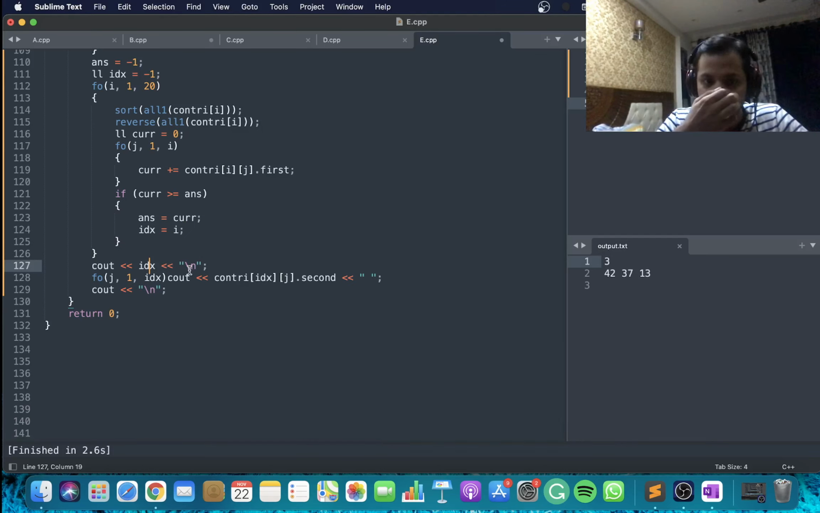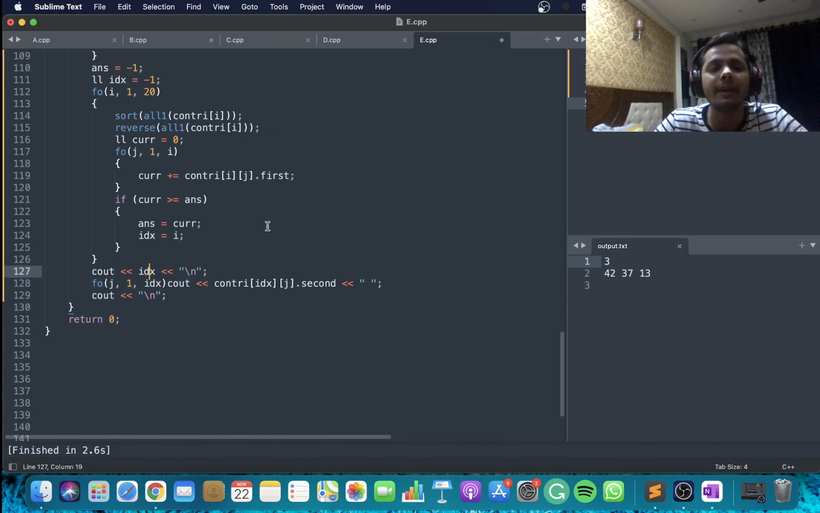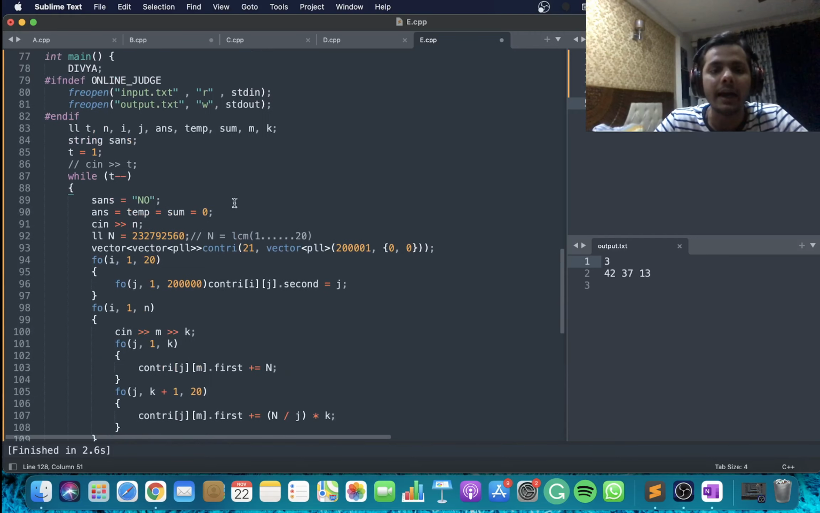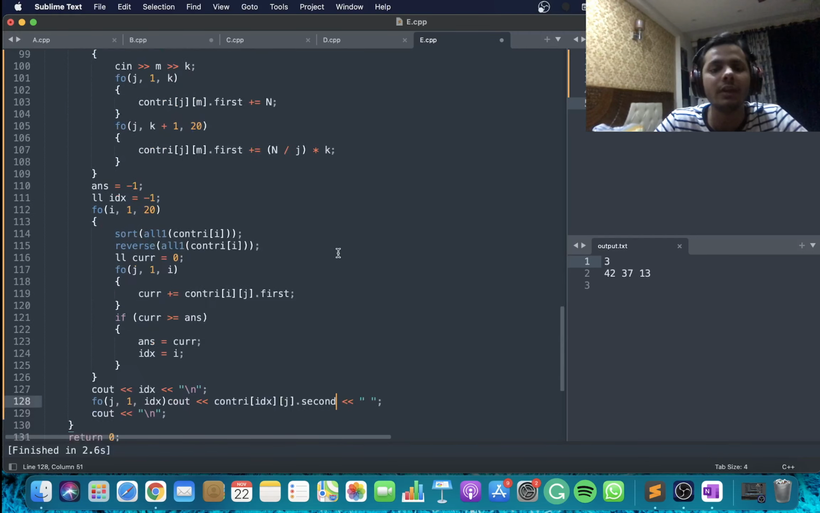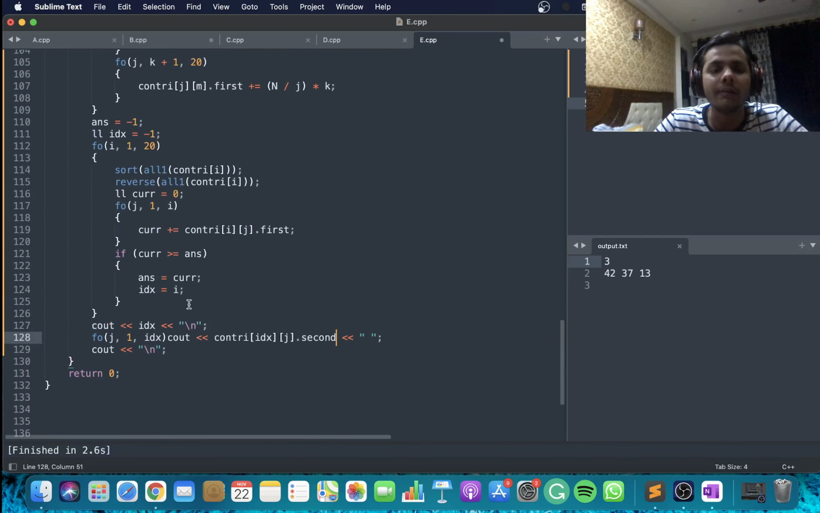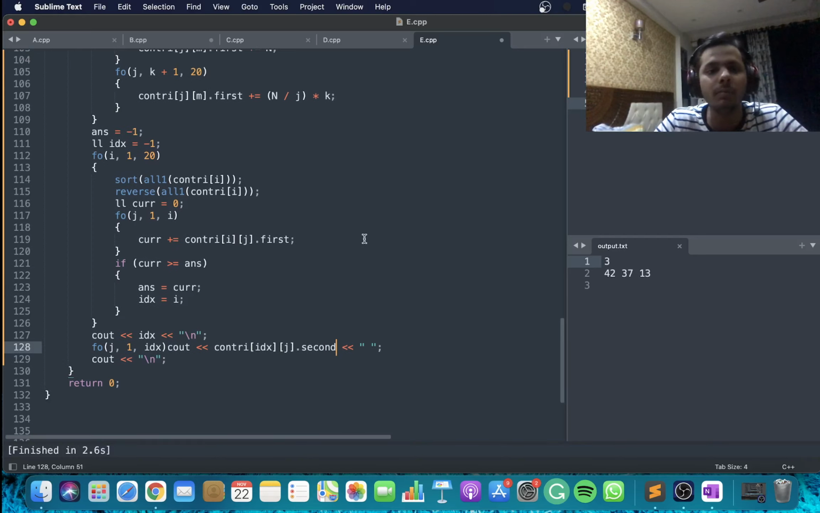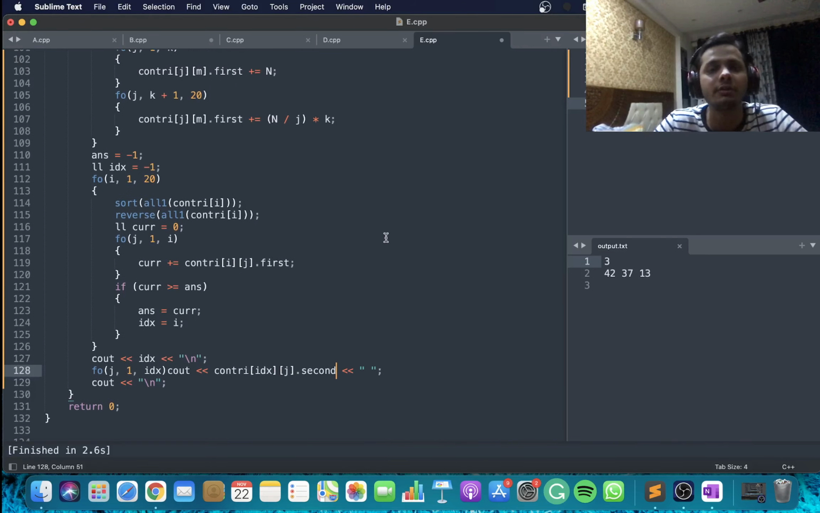And the other thing that I can do is that I can restore my answer, and for that I have my values of dot second in my pair which stored j, and that is why I can use these values now to restore my answer. So I will just go to the first idx elements of contrary of idx and output their second value in the pair, right? So this will do our job, and this completes the explanation for problem E.